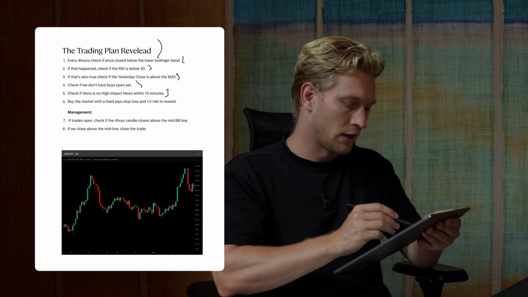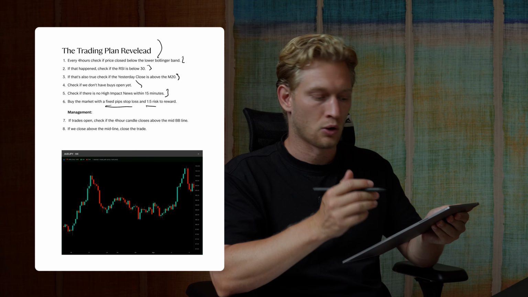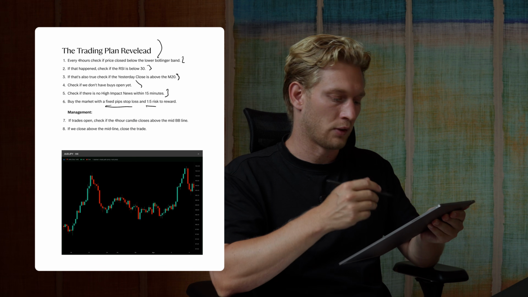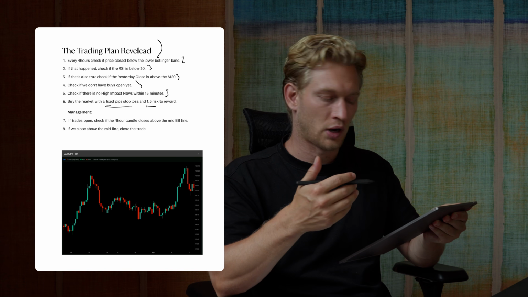Then step 6, buy the market with a fixed stop loss and a 1 to 5 risk to reward. So a fixed pips stop loss we use and a 1 to 5 risk to reward. So if we hit our target, we have 5 times our stop loss, and that's a nice profitable trade.